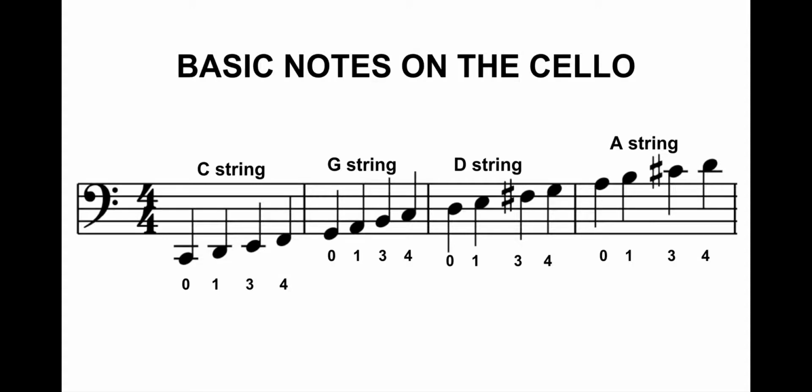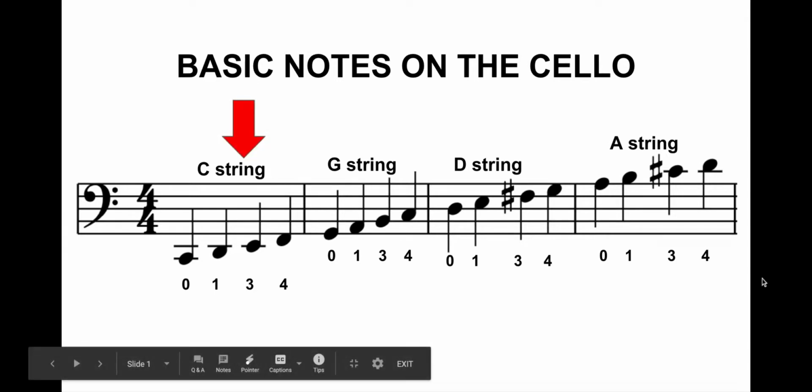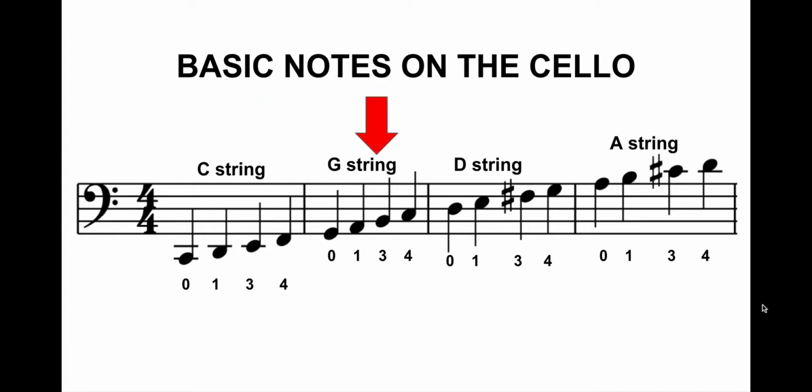Let's talk about the basic notes on the cello. These are the basic notes. You can see on top of each measure the name of the strings. In the first measure, you are going to find the notes on the C string. In the second measure, you are going to find the notes that can be played on the G string.